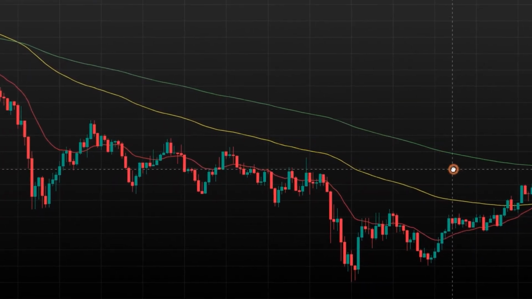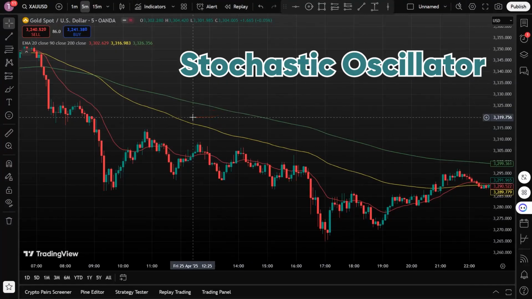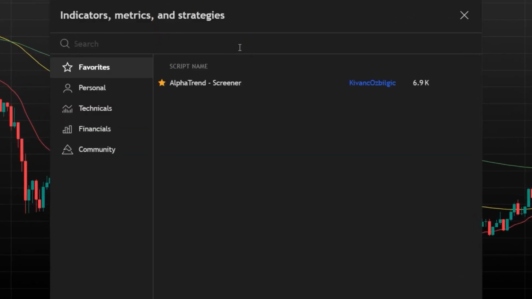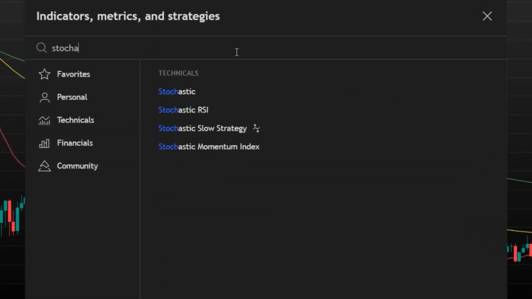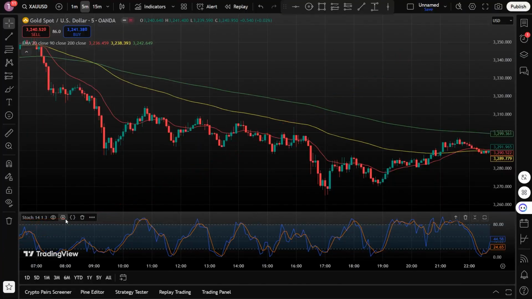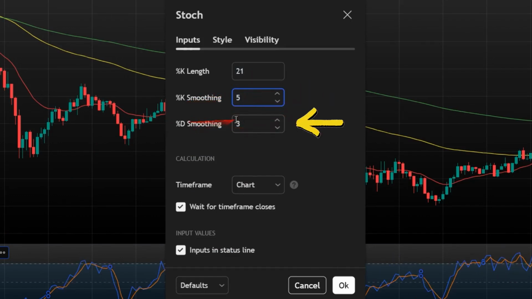But to filter the best entries, we need one more tool, the stochastic oscillator. Add it to your chart from the indicators section. Now go to the settings and apply these changes. Set %K length to 21. Set %K smoothing to 5. Leave the %D value as default.